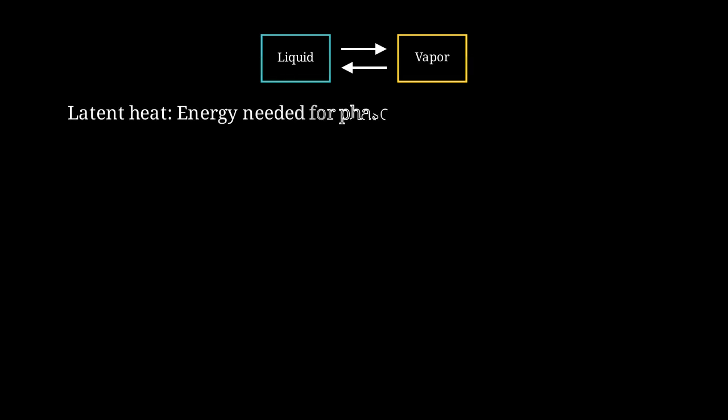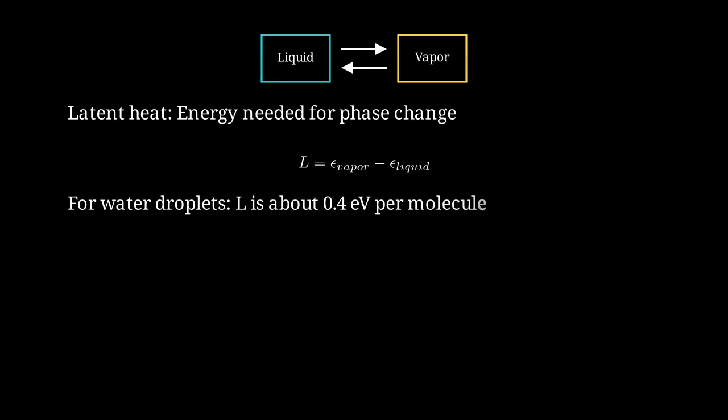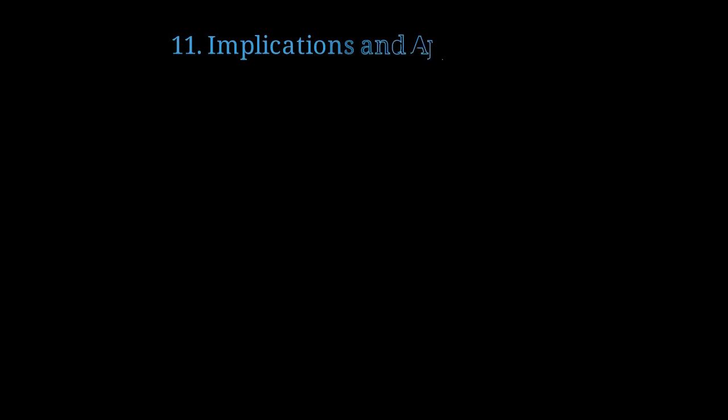The latent heat is the energy required to move a molecule from the liquid to the vapor phase. Latent heat L equals the energy per molecule in vapor minus the energy per molecule in liquid. For water droplets, the latent heat is approximately 0.4 electron volts per molecule. These peculiar properties have important implications for nanotechnology and our understanding of nature.